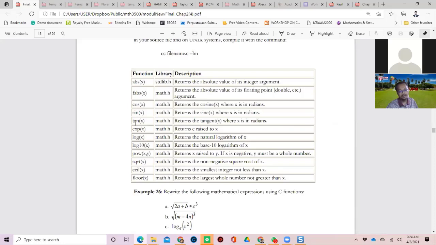Now cos, sine, tangent, exponent, log, log10, power, square root, ceil, floor, all of these are in the math.h library. Cos, sine, tangent are well known to you. These are trigonometric functions.